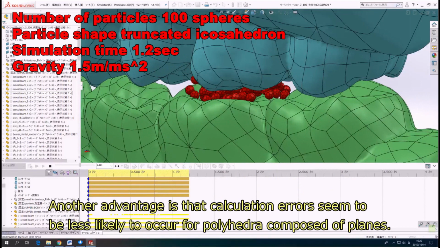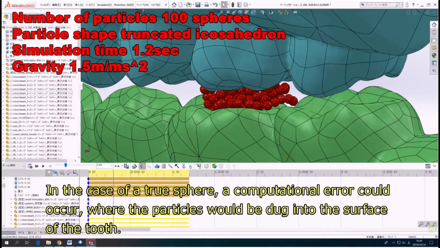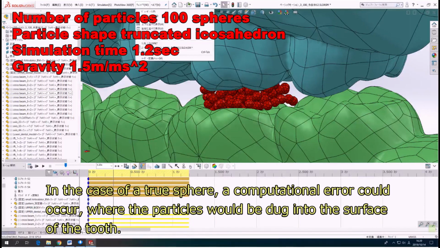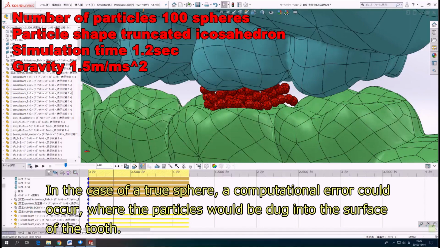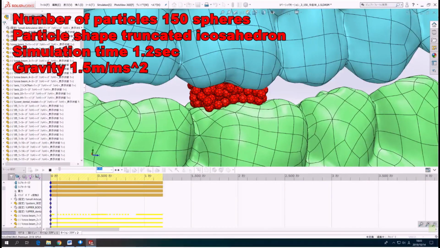Another advantage is that calculation errors seem to be less likely to occur for polyhedra composed of planes. In the case of a true sphere, a computational error could occur, where the particles would be dug into the surface of the tooth. The particles are shaped like this. The plane configuration is similar to that of a soccer ball. This particle is composed of pentagonal and hexagonal planes.